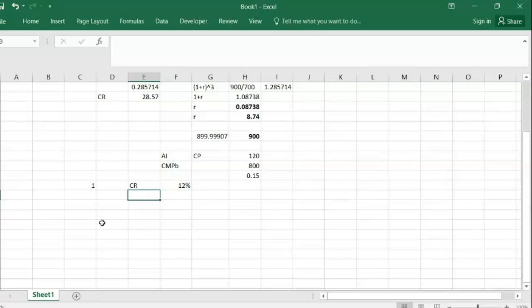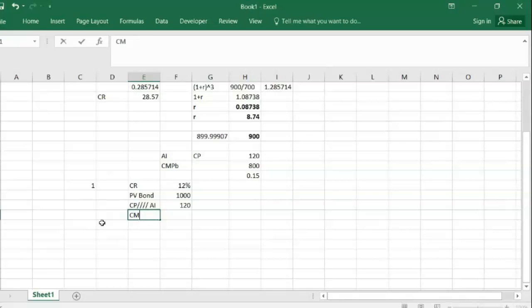Second, the par value or face value of the bond is 1,000 rupees, and then the current market price. You know that the coupon payment, or the annual interest, is 12% of 1,000 rupees. It is 120 rupees annual payment of interest.